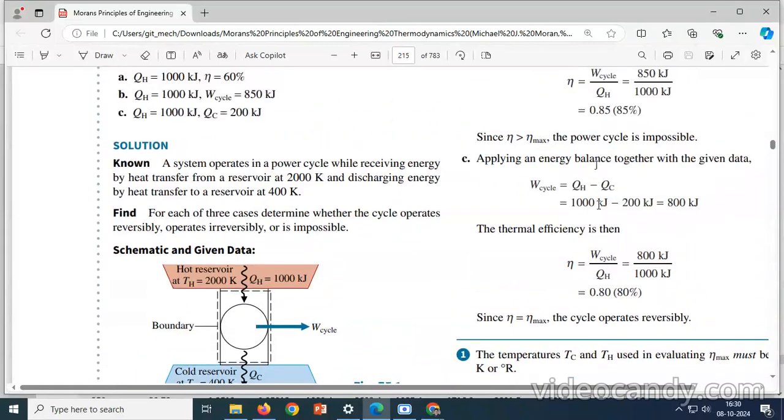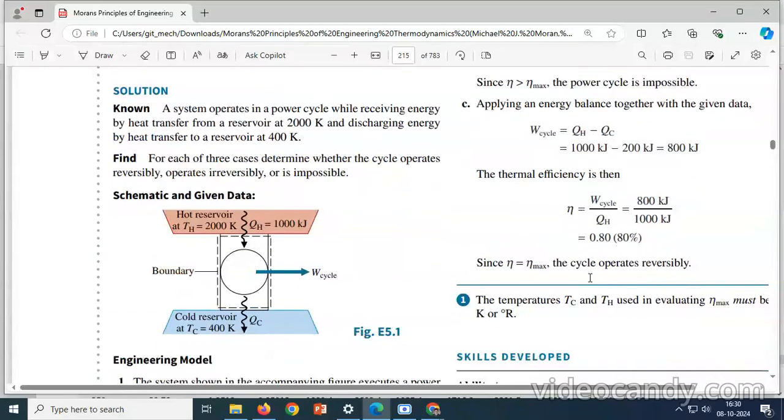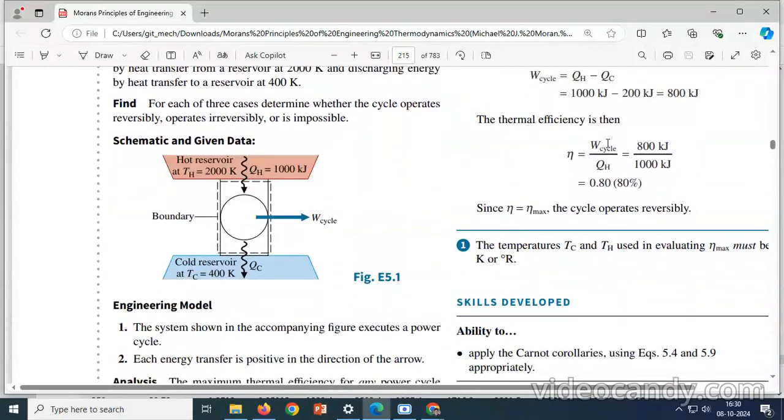Now see, how much heat transfer is possible? Only 1000 minus 200, 800 is possible in the given system. That's why after you solve all three cases, then you comment on the results. Don't comment on the results before solving any problem. Now see, the maximum work possible in the given cycle is 800 kilojoules. Next, they will find out the efficiency, so efficiency using work done. How much work is possible in the third case? 800 divided by 1000, 80%.